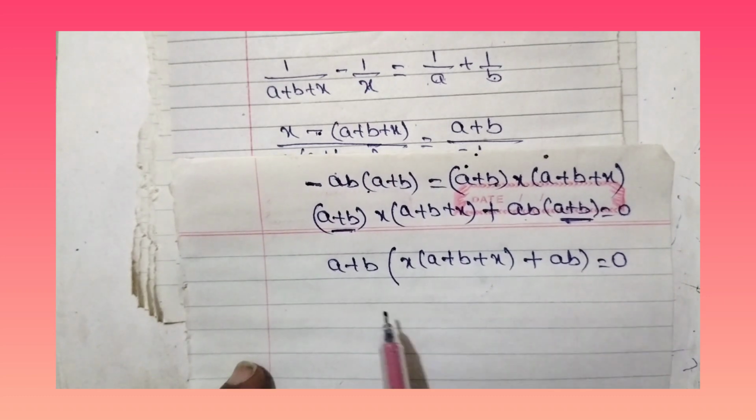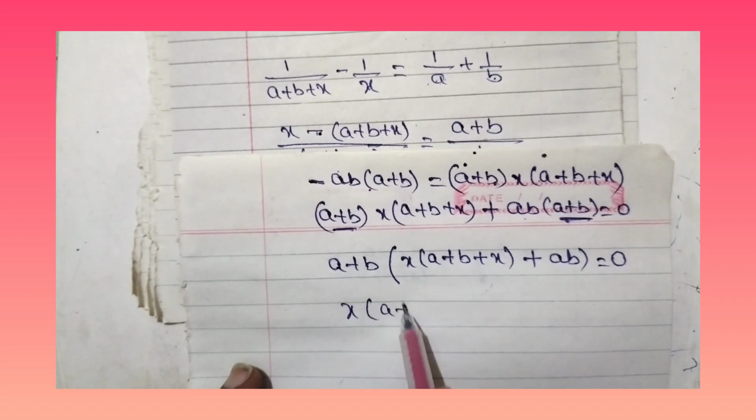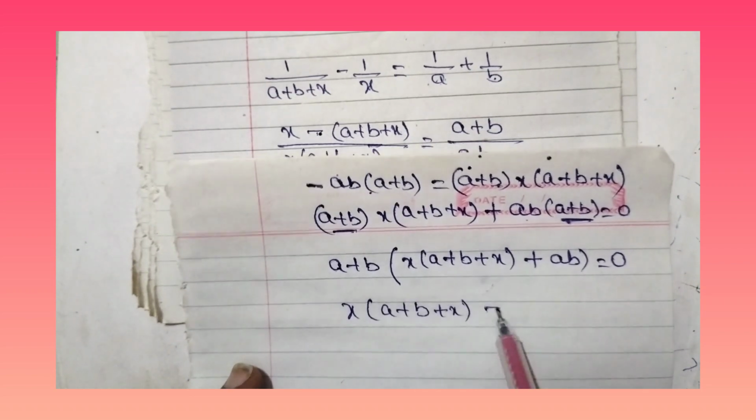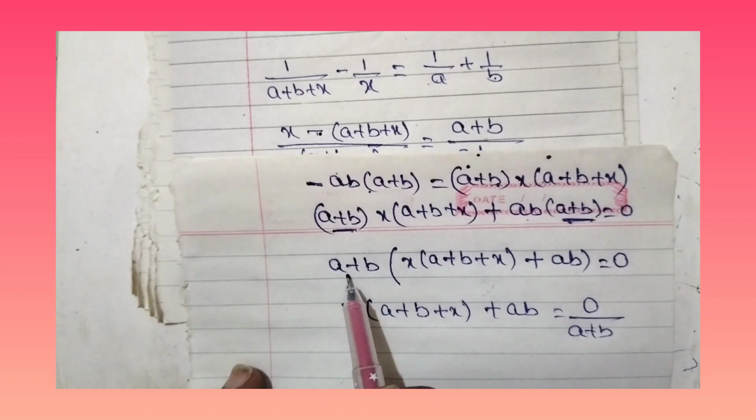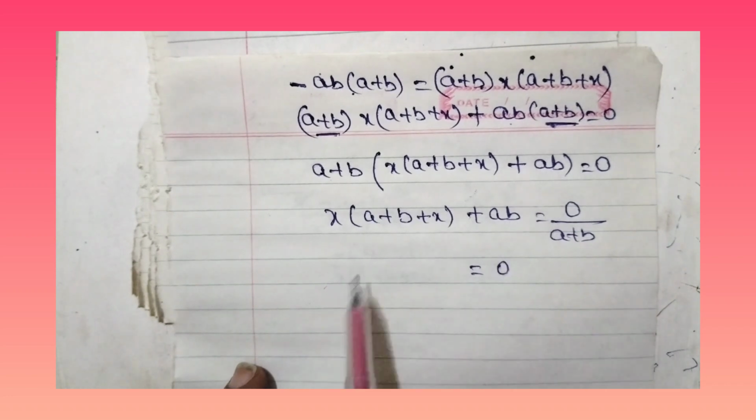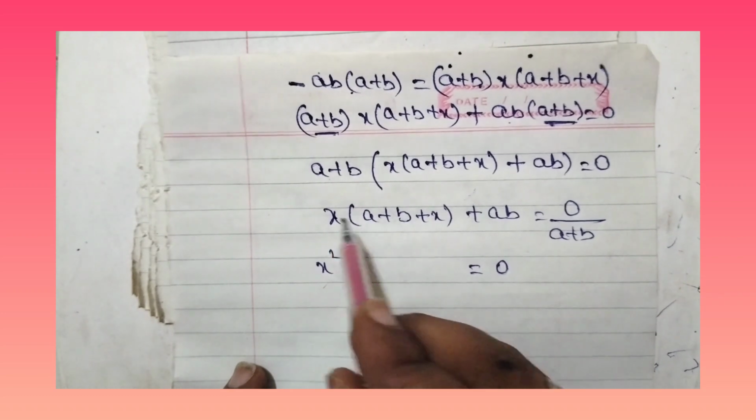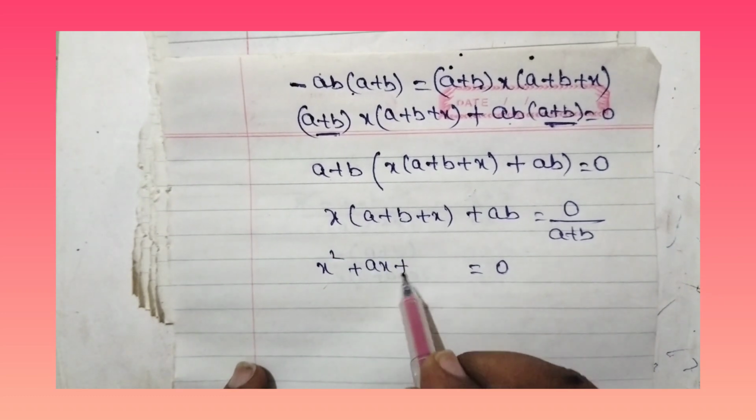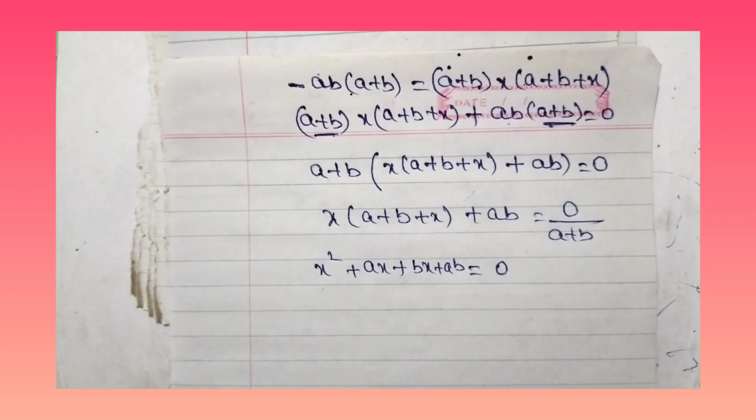If I bring a plus b to the denominator, the remaining is x into (a plus b plus x) plus ab, which is equal to 0 divided by a plus b, and 0 by a plus b is 0. Now multiply: x into x is x square, plus x into a is ax, plus x into b is bx, plus ab, which is equal to 0. So we got x square plus ax plus bx plus ab is equal to 0.